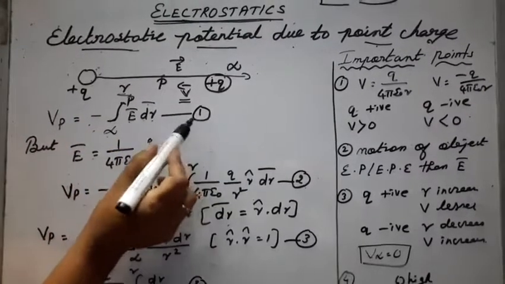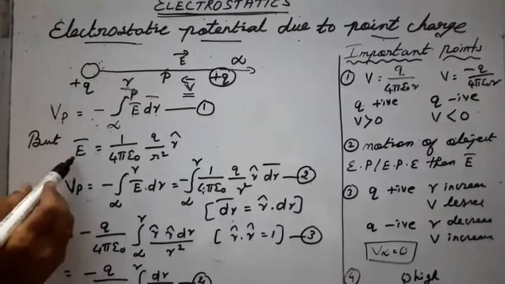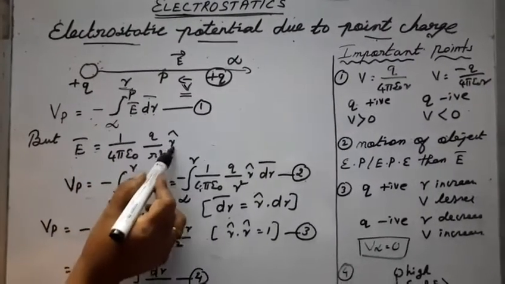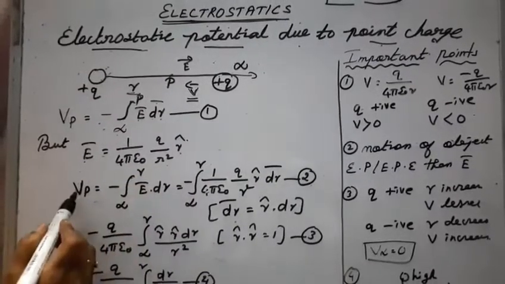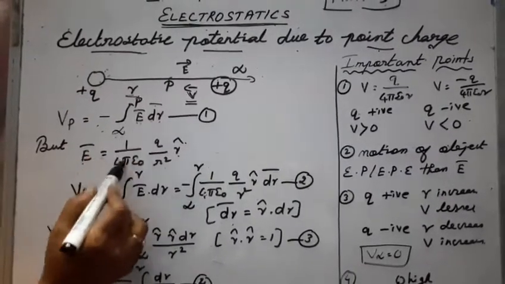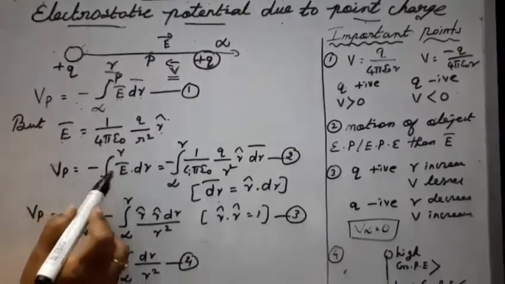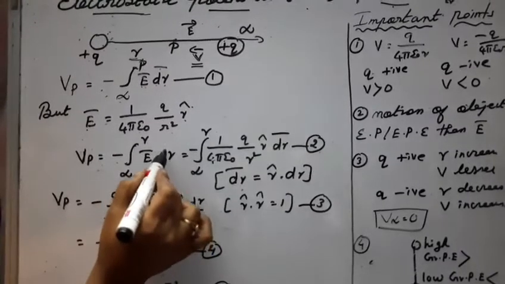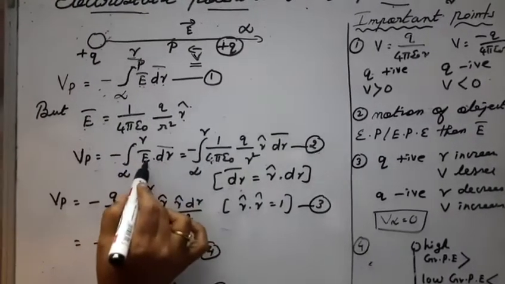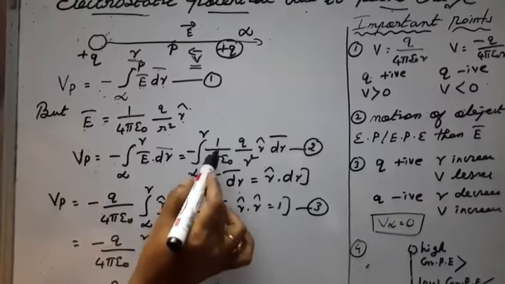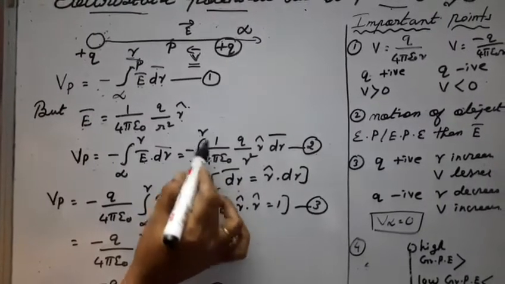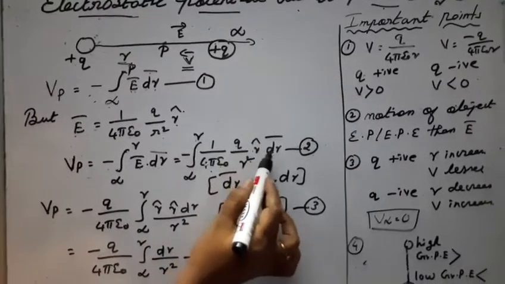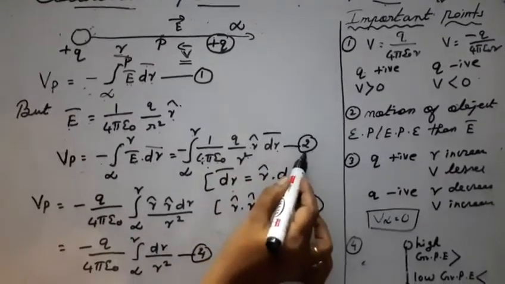This is the first equation. The electric field formula is 1 by 4 pi epsilon naught q divided by r square into r cap. So this value we can now substitute here. Therefore Vp is equal to minus the integral from infinity to r of E vector dot dr vector. Now substituting the value, it equals minus the integral from infinity to r of 1 by 4 pi epsilon naught q divided by r square into r cap dr vector, second equation.